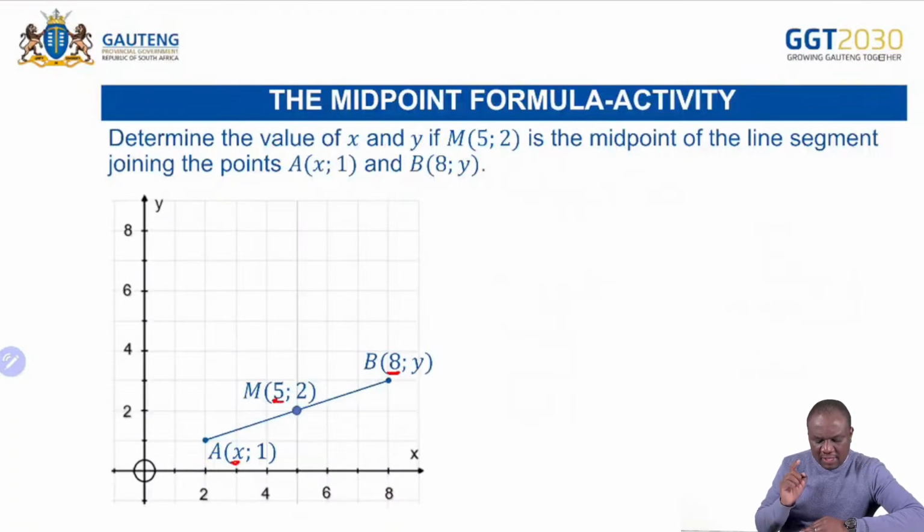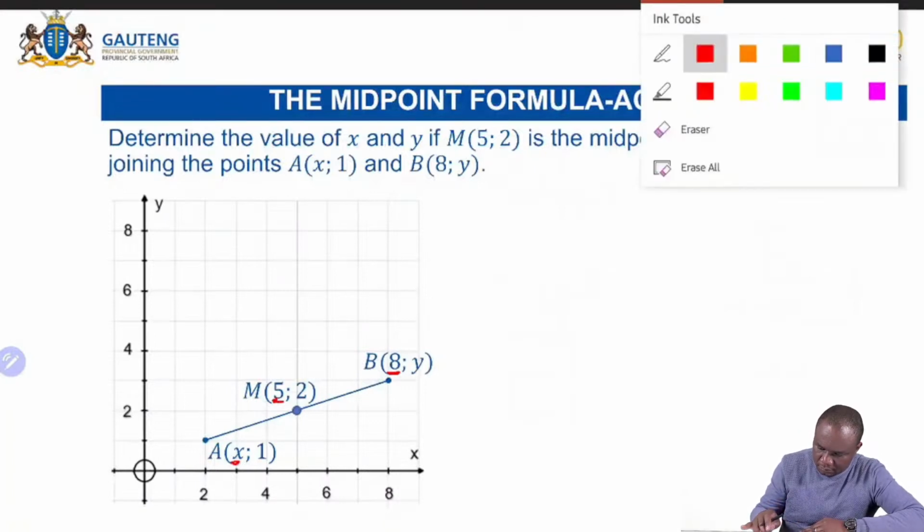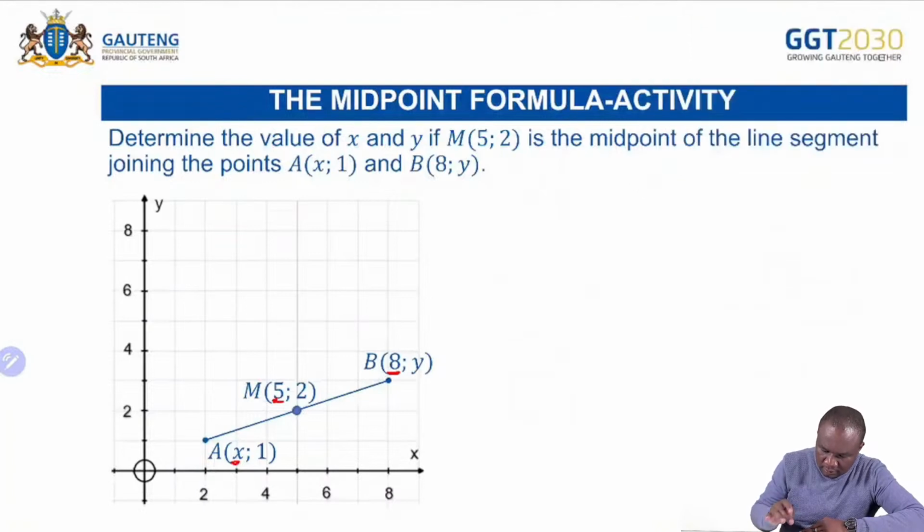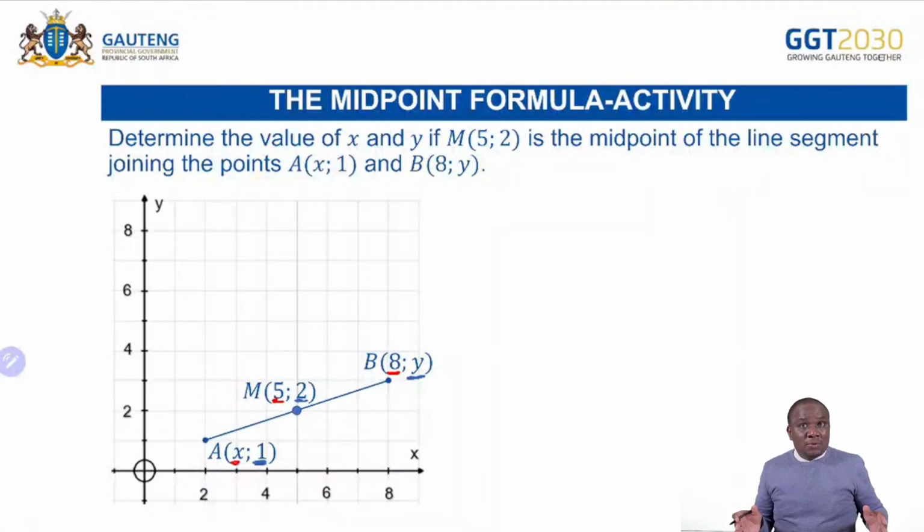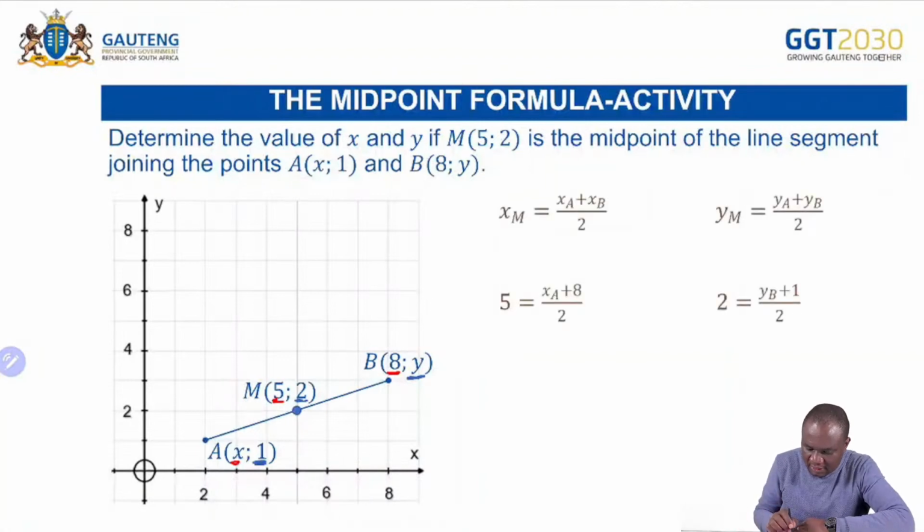Okay, so it means x plus 8 divided by 2 must give us 5. And then 1 plus y divided by 2 must give us 2. And then we create our two equations and solve for the unknown. Let's substitute into our formula. So we have this formula there, you see that?